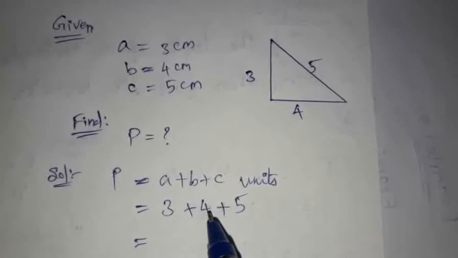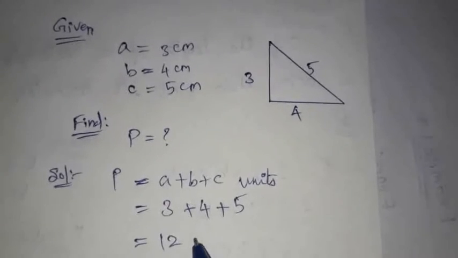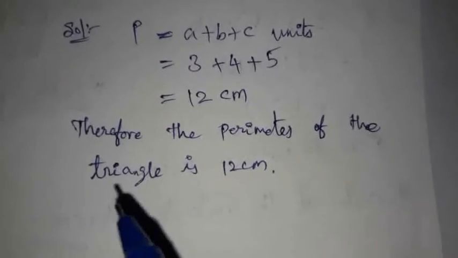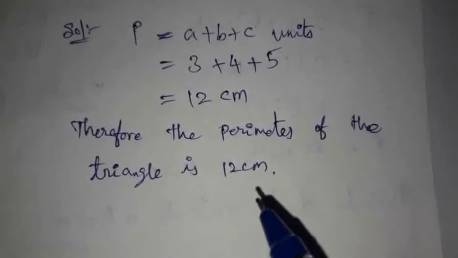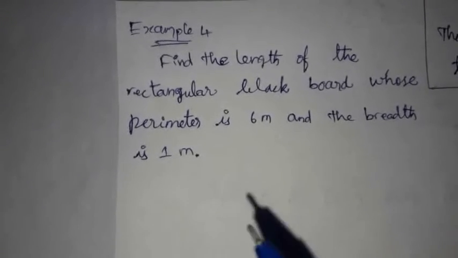5 plus 4 equal to 9. 9 plus 3 equal to 12. So, the perimeter of the triangle is 12 centimeter. Therefore, the perimeter of the triangle is 12 centimeter. This is the answer for this question. Next, we are going to see the book example 4.